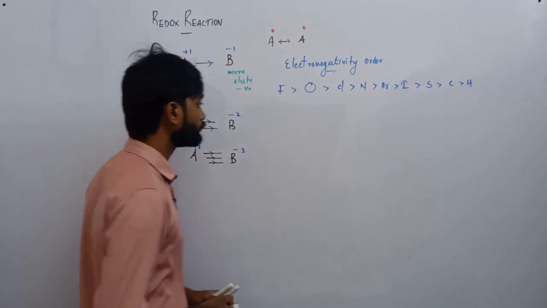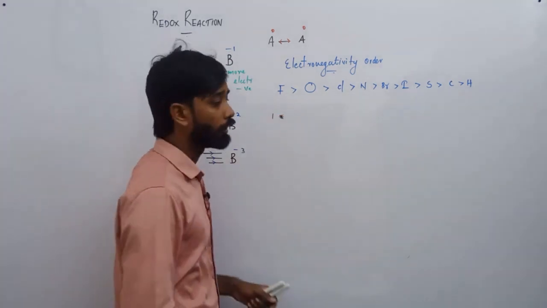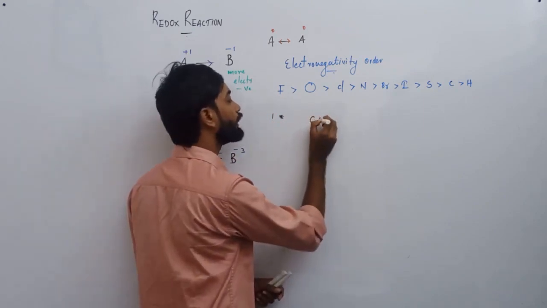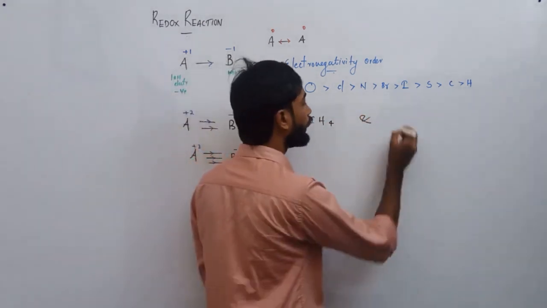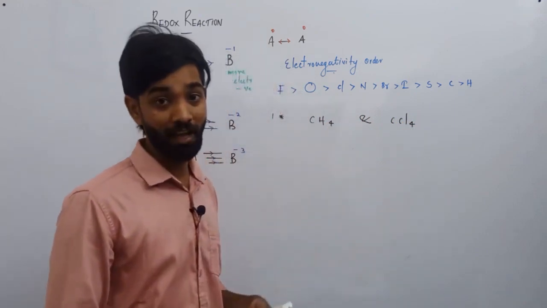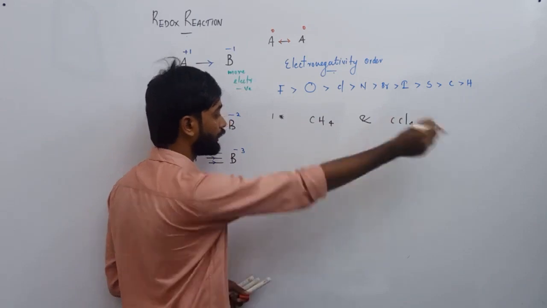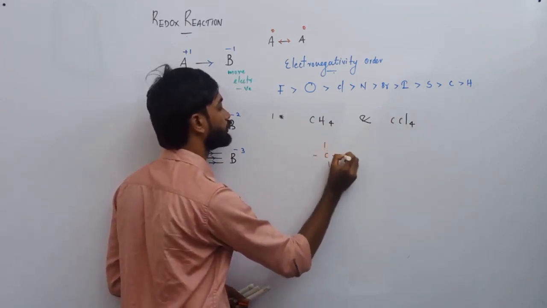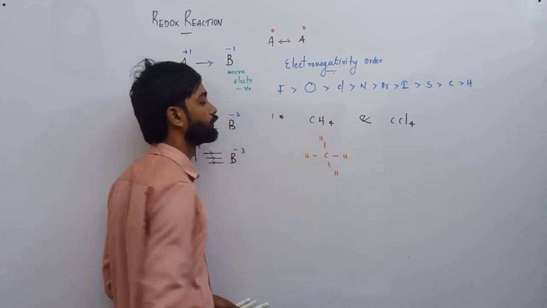Listen. We can do some examples based on this. If I have methane, I'm considering the oxidation state of carbon in methane and the oxidation state of carbon in CCl4. Both have the same geometrical pattern, but let us check what is the difference. This is your methane, right? Yeah, methane.